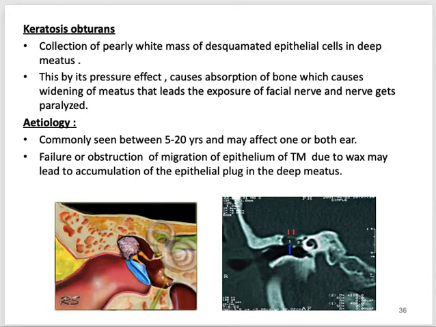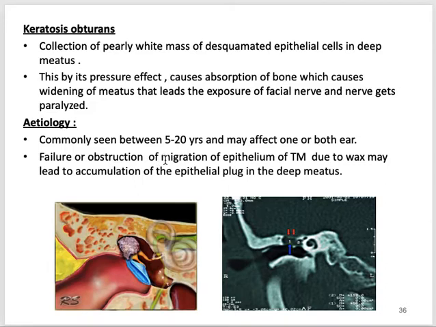We call it keratosis obturans. By its pressure, it causes absorption of the bone, which causes widening of the meatus. You can see the widening over here. That leads to exposure of the facial nerve, and the nerve gets paralyzed.